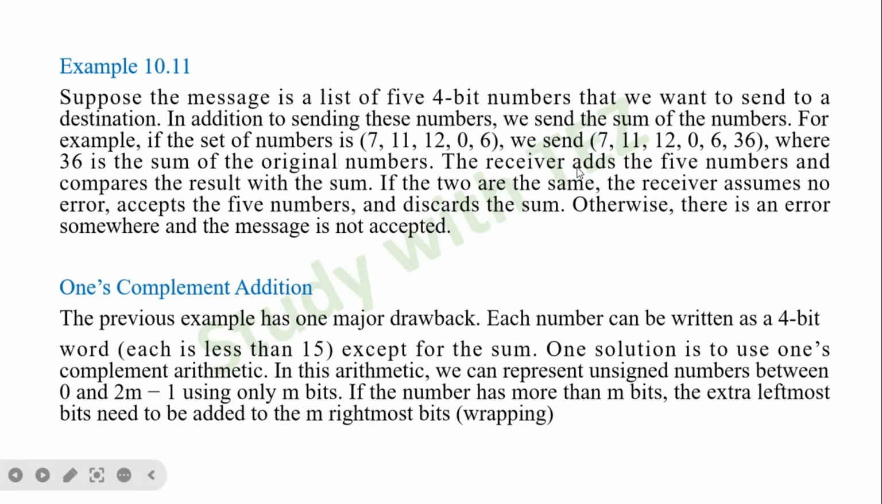At the receiver end, the receiver will add these five numbers and compare the result with the sum. If the two are the same, the receiver will assume no error, accept all the five numbers and discard the sum. Otherwise, it treats it as an error. It is a corrupted message and it will discard that particular message. The message is not accepted. This is a very basic idea of how the checksum works, but to see how it is actually done, we'll have to learn more about it.